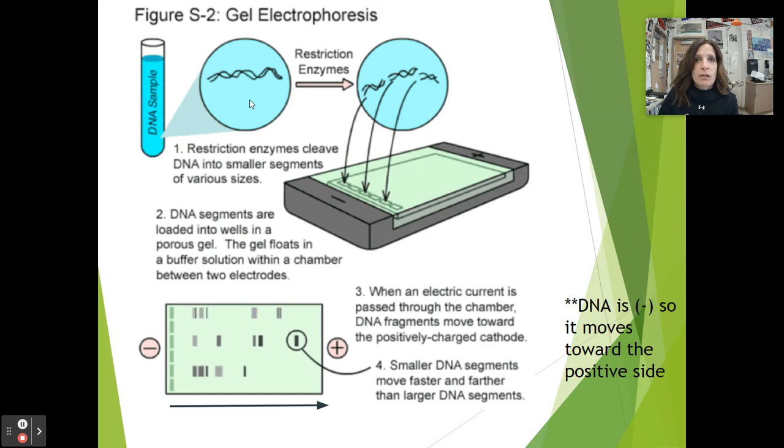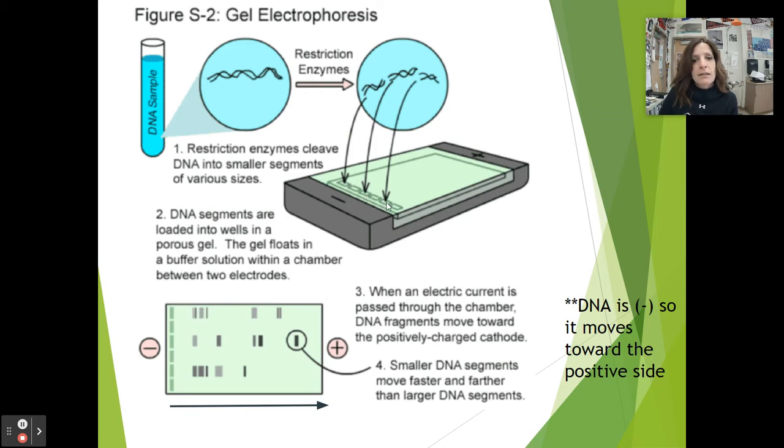So for example, if I was to put my DNA with these restriction enzymes and someone else's DNA with the same restriction enzymes, it would cut our DNA at different locations because our sequence of DNA is different. So the restriction enzymes cleave or cut DNA into smaller fragments and sizes. And then what you do is you put them in the wells of a gel. So the gel is kind of like Jello, but scientific.